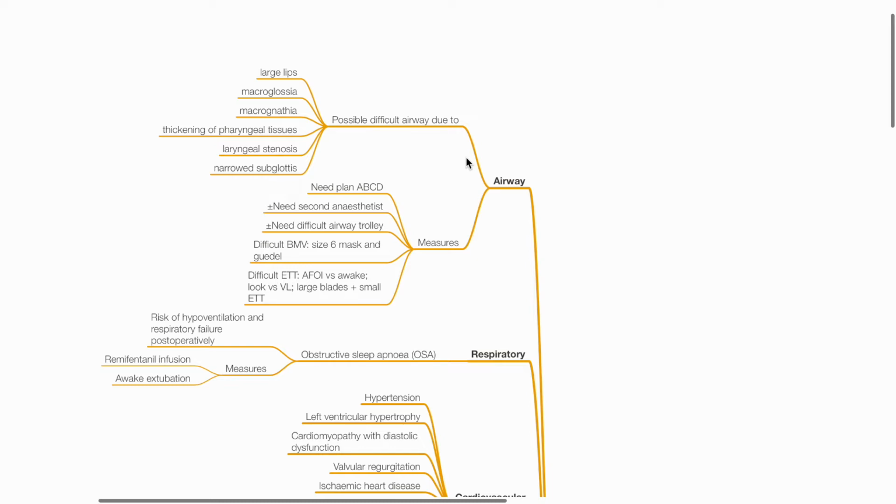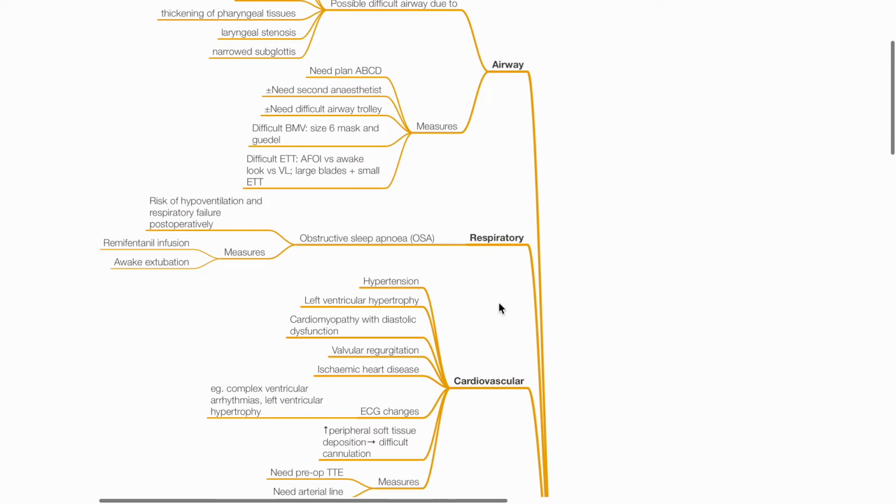There is a need for difficult airway trolley. Option for difficult bag mask ventilation, size 6 mask and Guedel airway. Difficult endotracheal intubation. Options include awake fiber optic intubation versus awake loop versus video laryngoscopy. Prepare large blades and small endotracheal tube.